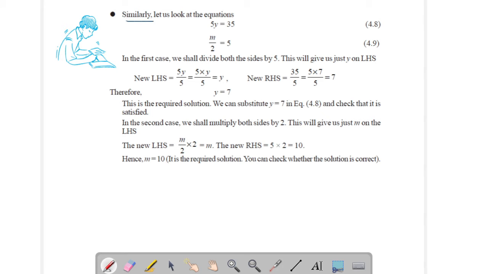Similarly, let us look at the equation y equal to 35 and m upon 2 equal to 5.